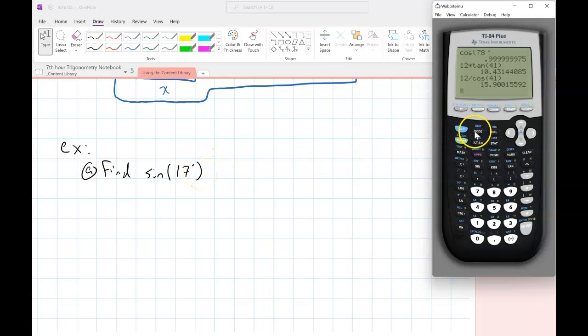Very good. So to check the mode, I'm going to press the mode button right next to the blue second command. I'm looking at this third set of options to make sure that degree is highlighted. If it's not highlighted, just use your left and right up and down arrows to move your cursor so that it's on degree, and then press enter to highlight it. Once you've done that, we can exit back to the main screen by pressing second and the mode button. Then I'm just going to type into my calculator sine 17, close the parenthesis, and press enter. So about 292.